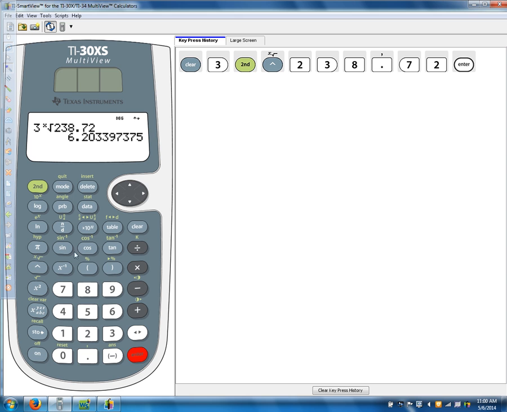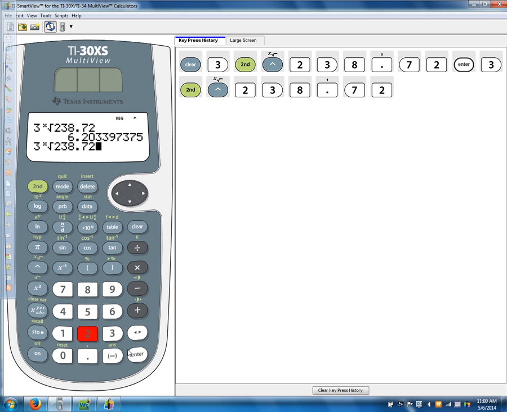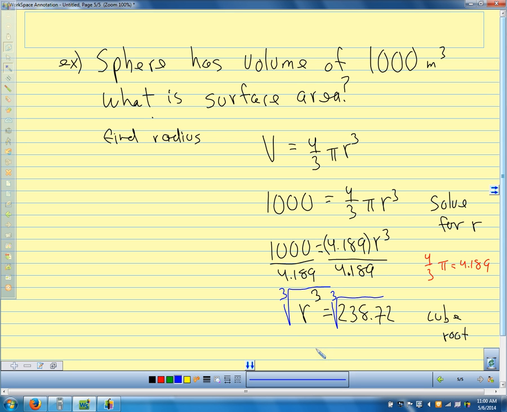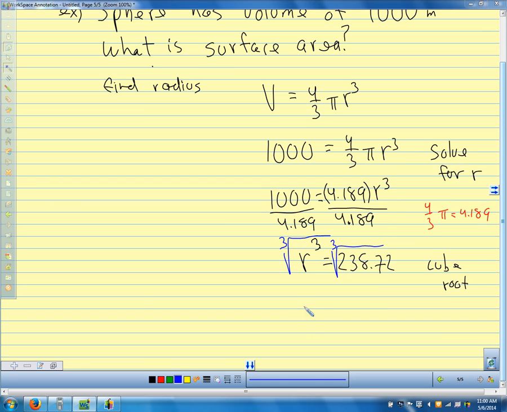Some calculators work a little differently, but most of your calculators are going to have something that looks like this. So we use a 3 to tell it we want the cube root, use that button, and then I have 238.72, whatever I'm taking the cube root of, to get my answer. So 6.2. So that tells me that r, my radius, is 6.2.